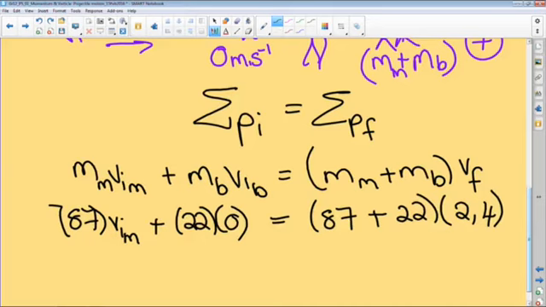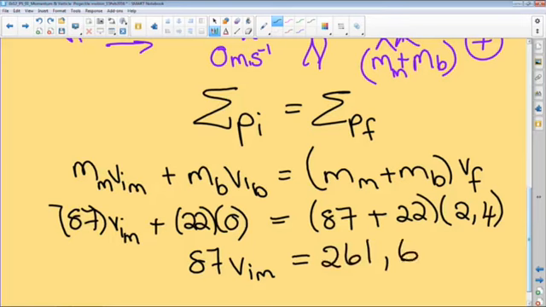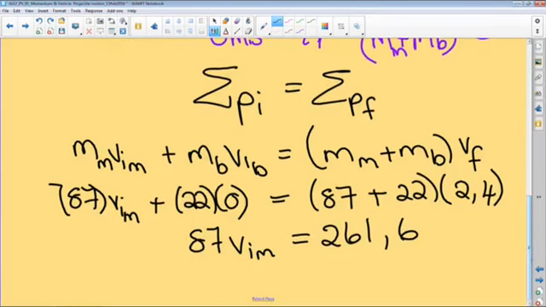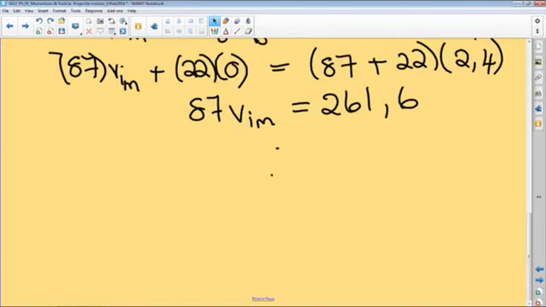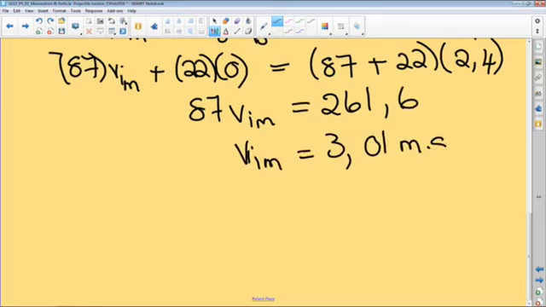So now we're going to have 87 times the initial velocity of the man. 87 plus 22 is 109. We multiply it by 2,4. I've done this beforehand. So we get 261,6. And then we're going to divide by 87 on both sides. So my initial velocity of the man is 3,01.